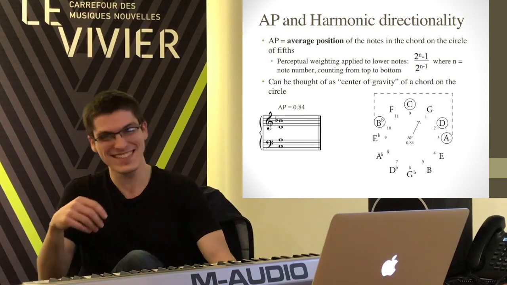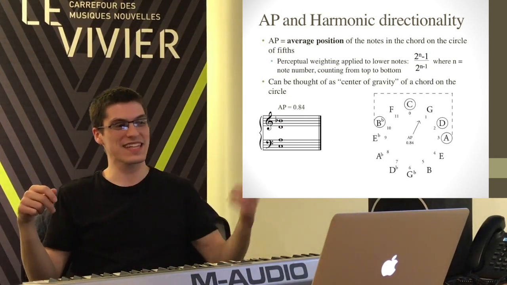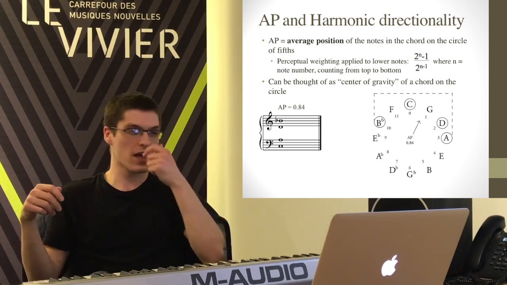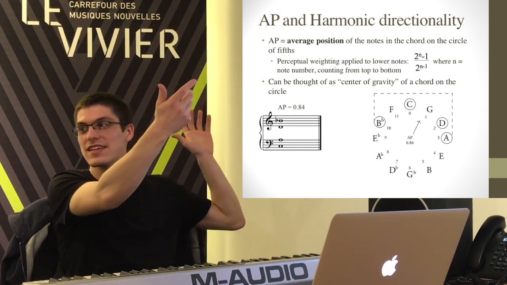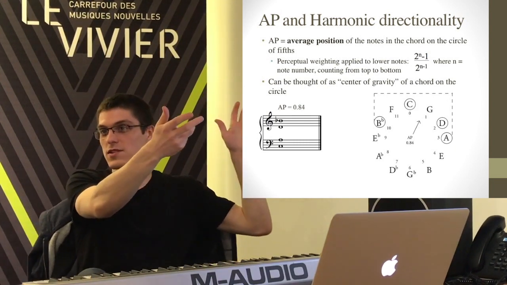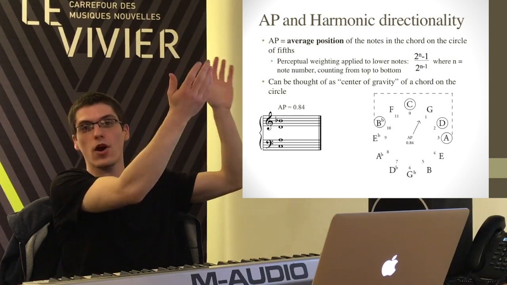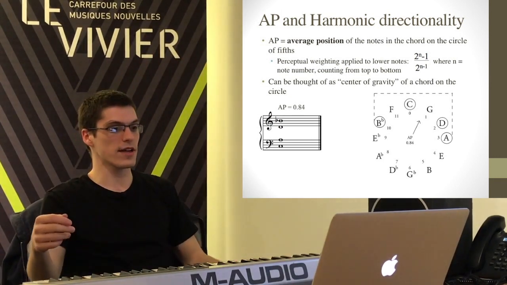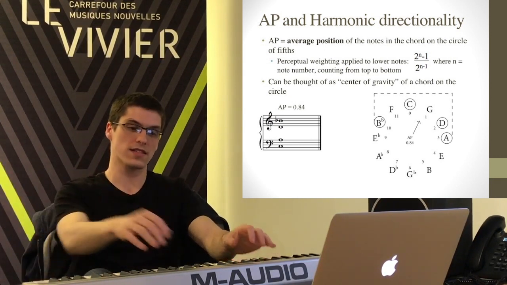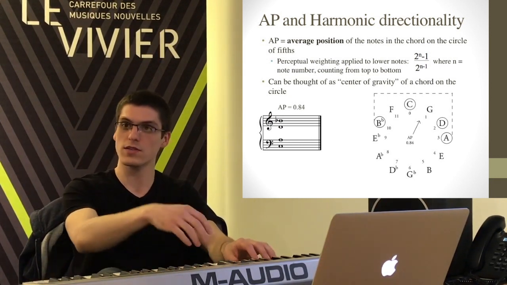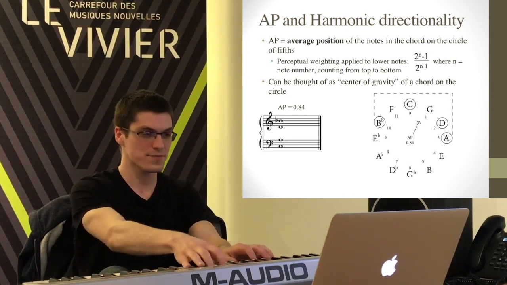Don't worry about sound. So the simplest answer is just thinking in terms of the circle of fifths as a kind of clock, and the average position of the notes on the circle of fifths is kind of where most of the harmonic energy is, right? So again, I apply a weighting process to the bass notes, so the bass note is worth twice as much as the tenor, and so on and so forth.